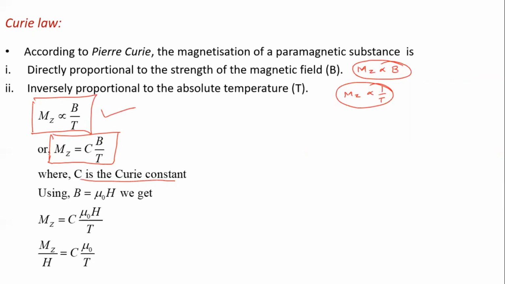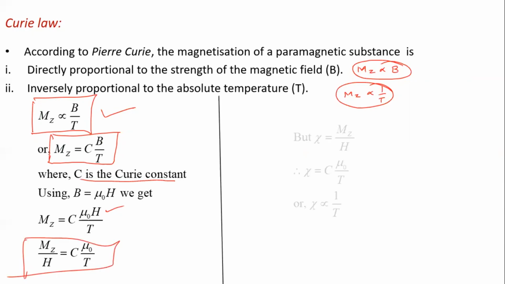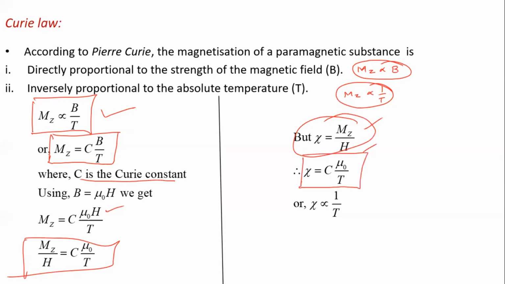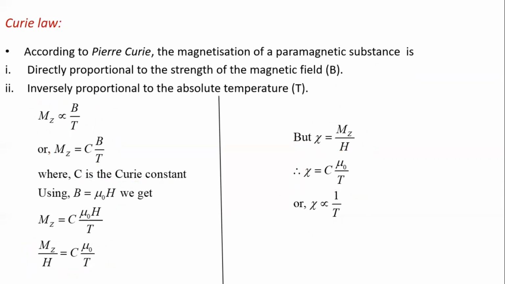So you know that B is equal to mu 0 H, and if we substitute B here, we get magnetization M is equal to C mu 0 H divided by T. We can transfer H to this side, and we get this formula. But here, susceptibility is M divided by H: magnetization divided by magnetic intensity is susceptibility. So susceptibility is equal to C mu 0 by T, or susceptibility is inversely proportional to T. C is a constant, mu 0 is a constant, so susceptibility is inversely proportional to T.